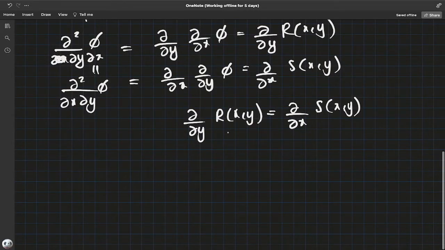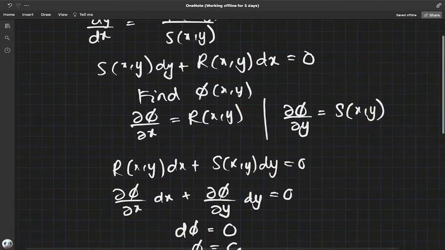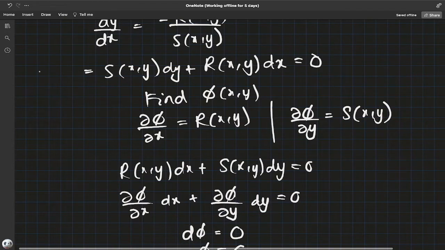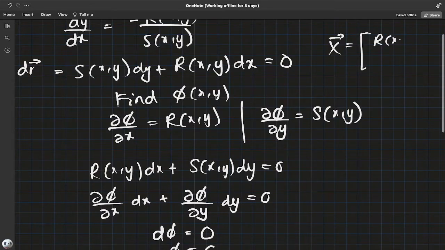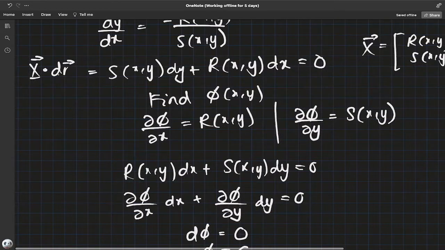And well, isn't this weird? Doesn't this look a little weird? Well, if you look at this, what is this? This is just some vector dotted with the position vector, because if you let this become r of xy, s of xy, then this is just a dot product between the displacement vector and this vector. So what are we trying to find here?